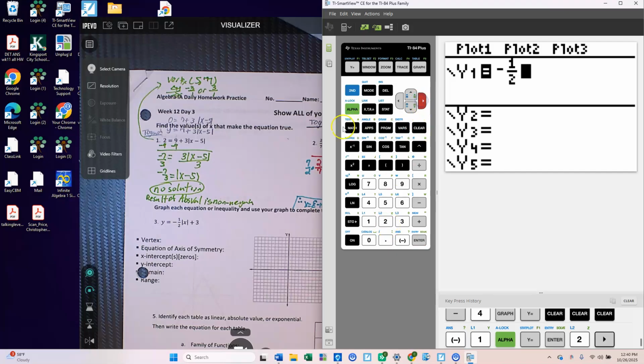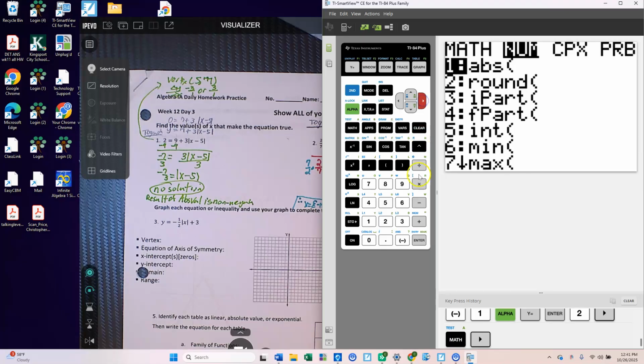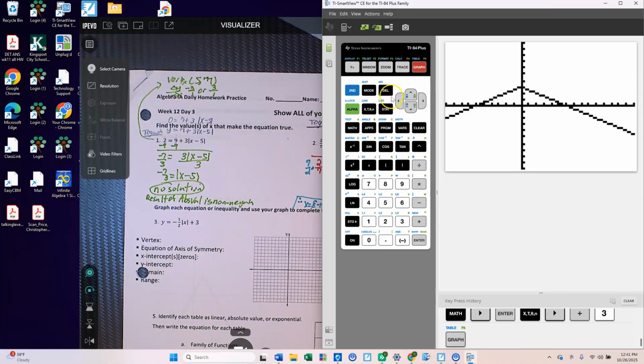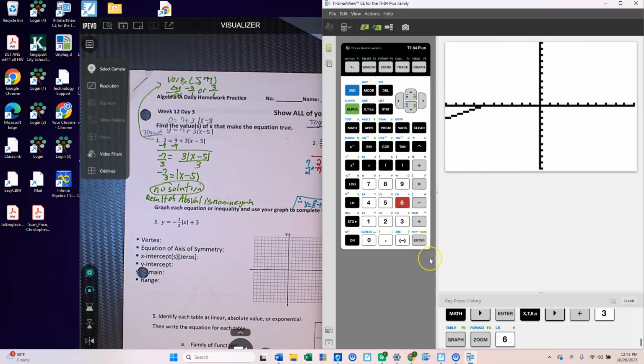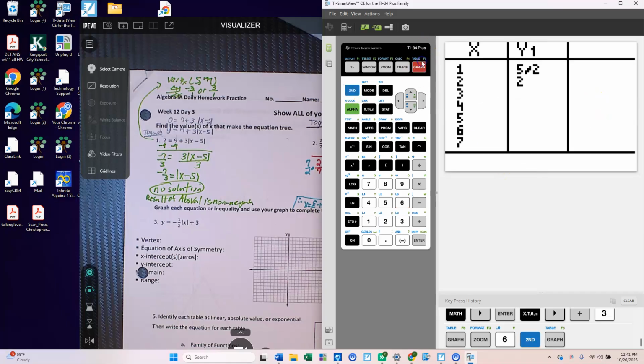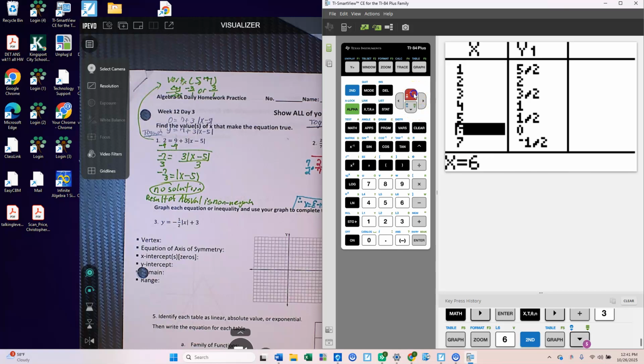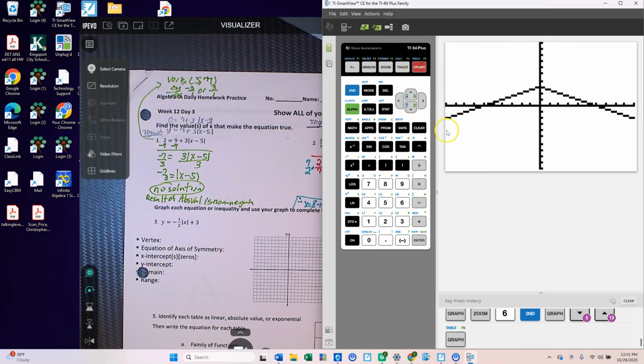Scoot to the right. Math. Right to number. Abs. We'll put that X. Scoot to the right. We go to the standard window, zoom 6. Okay, looks like we got 2 x-intercepts. There's 6, 0. I bet the other one's -6, 0, because it's 0, 3. This is 6 and -6, because it's going to be the right answer.